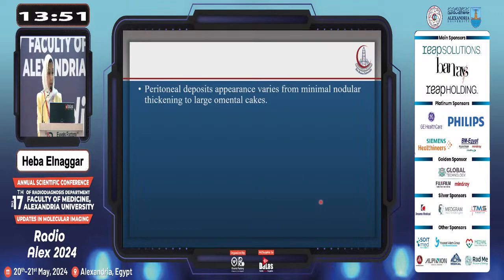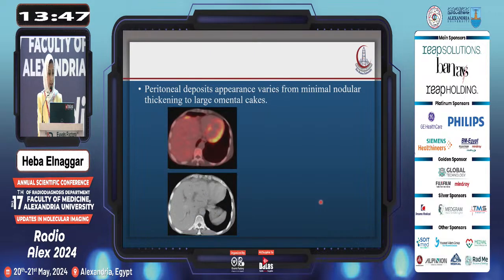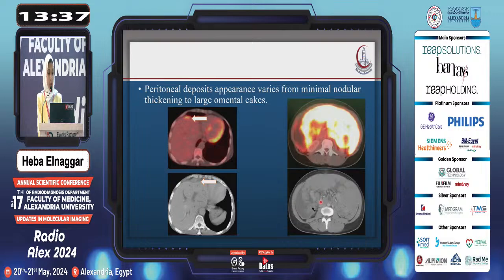Peritoneal deposit appearance varies from minimal nodular thickening to large omental cake. As in this case, we can see the peritoneal deposit appear as an ill-defined soft tissue lesion seen along the hepatic border, while it can be a large omental cake, as in this lymphoma patient, which has large omental and soft tissue deposits within the peritoneum and the omentum.